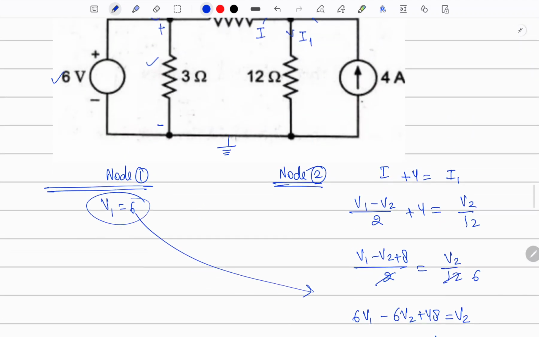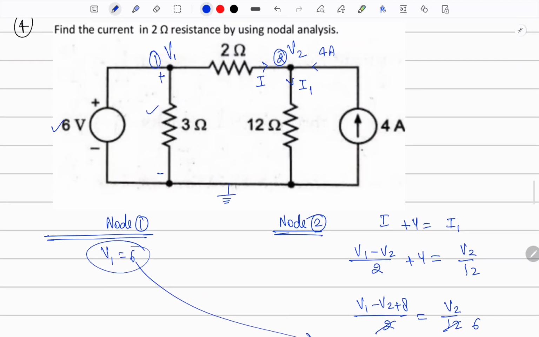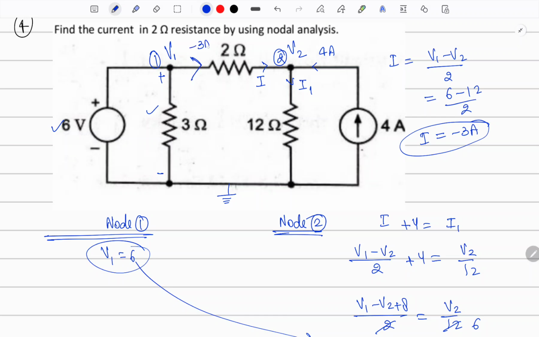So if you calculate the value here, the I we assumed like that, the I value is nothing but V1 minus V2 divided by 2, that is (6 minus 12) by 2, equal to minus 3 ampere. If you consider the direction like that, it is minus 3 ampere. If you consider the direction like that, it is 3 ampere. That's it.